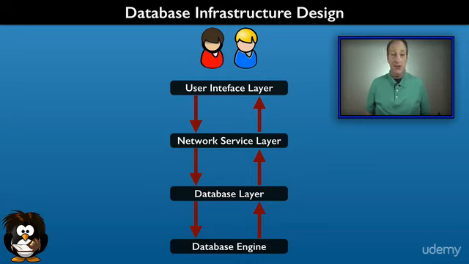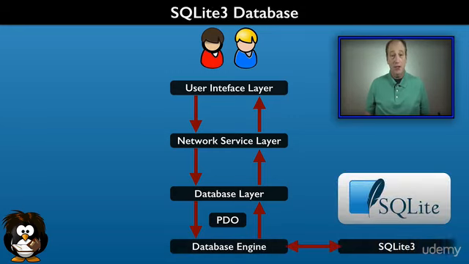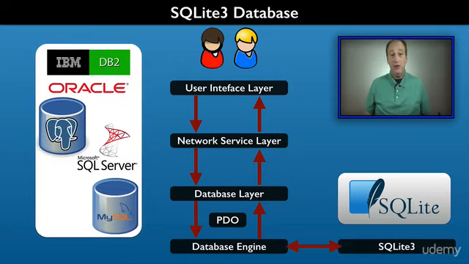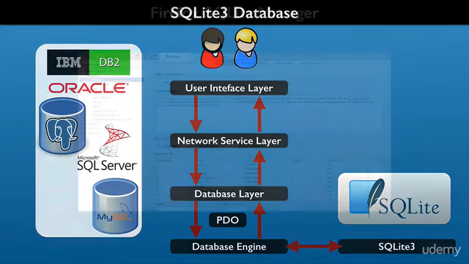To do that, we learn how to use the PHP PDO library to interact with the database. This will make it easy to change database engines. Our database engine for the course is SQLite 3. It is easy to set up, and it lets us write code that we can reuse with other databases.